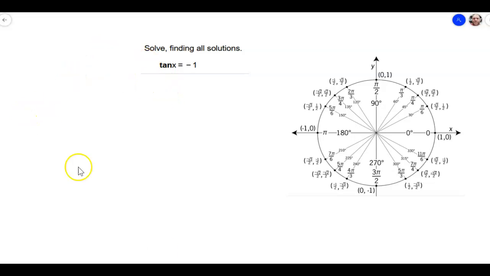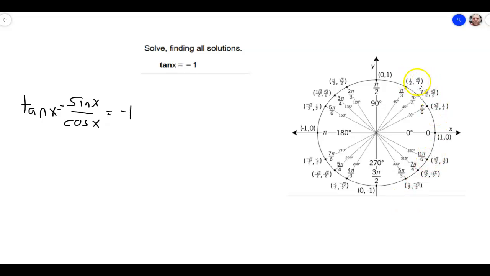Tangent of x is equal to the sine of x divided by the cosine of x. And we want the sine of x over the cosine of x to equal -1. In order for that to equal -1, we need the values of the sine of x and the cosine of x to be the same, but we need the signs to be opposite. So the top can be positive and the bottom negative, or the top negative and the bottom positive. Just the signs alternating, but the values the same.